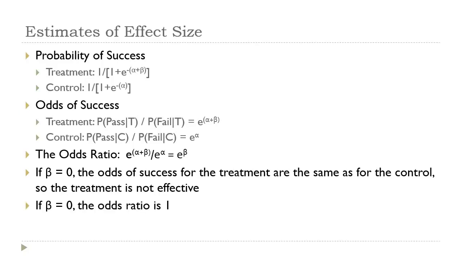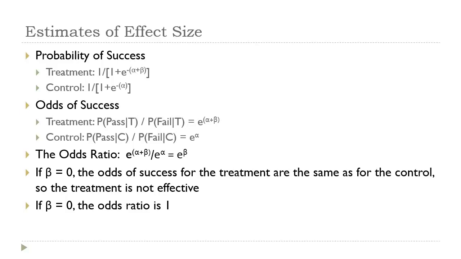How does this work? Well, if beta is zero, look what we have. E raised to the zero, and E raised to the zero is one. So the odds ratio is one. Remember in a previous video, I said that when you look at odds ratio, one becomes your baseline of no effectiveness because it means that the odds in the treatment are the same as the odds in the control, and the odds ratio is just 1.